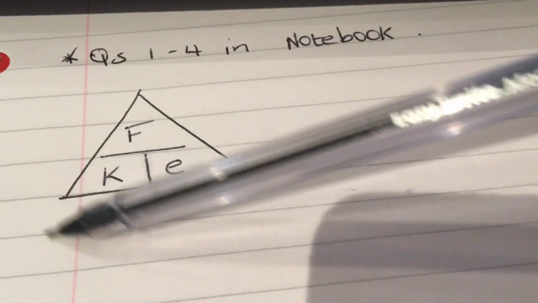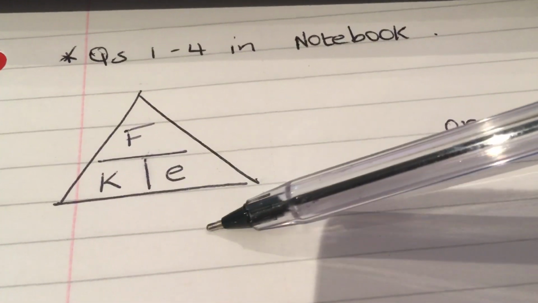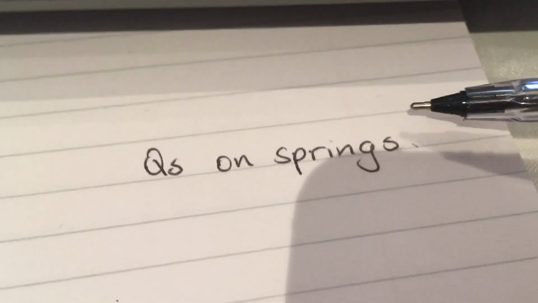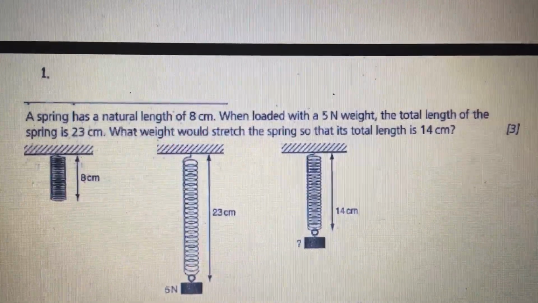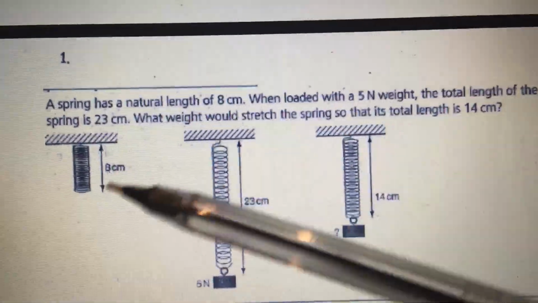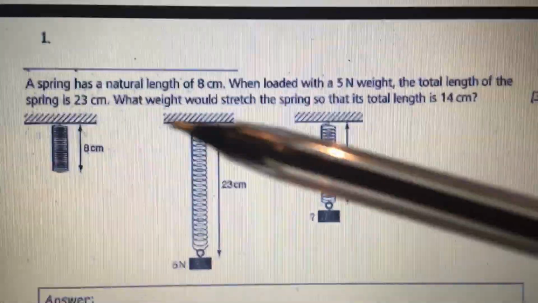There are Hooke's Law questions that ask you to use the formula either to work out the force, the constant or the extension, or there will just be questions on springs. Now this question here does not ask you to use the formula, it's just a question on a spring. Now, in this question, this is the same spring, just in different conditions.